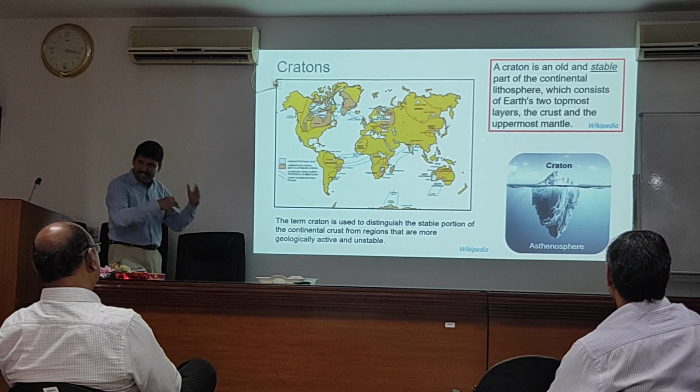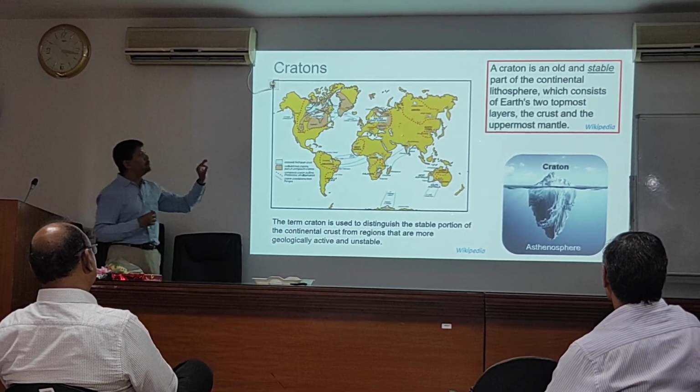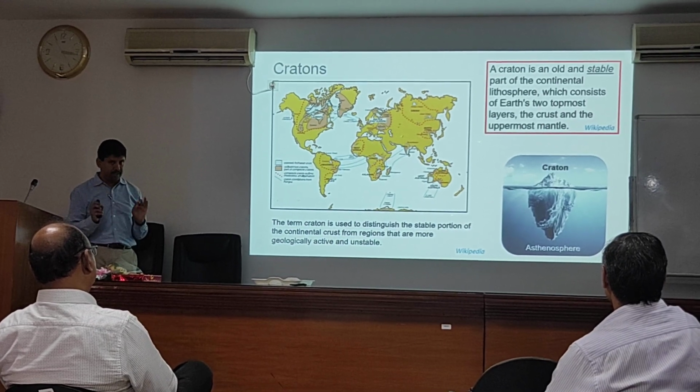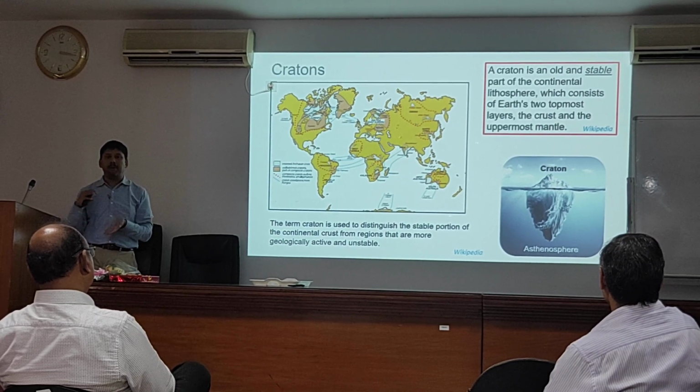By the way, Wikipedia did get the right stuff. What it then said: a craton is an old and stable part of continental lithosphere, which consists of Earth's two uppermost layers, the crust and the uppermost mantle.